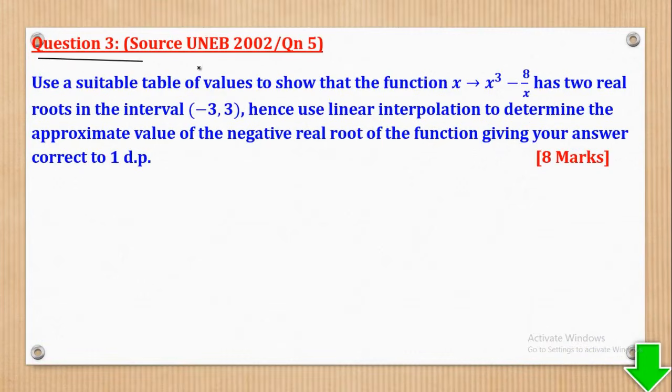Now we shall go to question 3, which came from UNEB 2002, paper 2, question 5, and says, use a suitable table of values to show that the function this has two real roots in the interval of -3 to +3, and hence use linear interpolation to determine the approximate value of the negative root of the function, giving your answer to 1 decimal place.